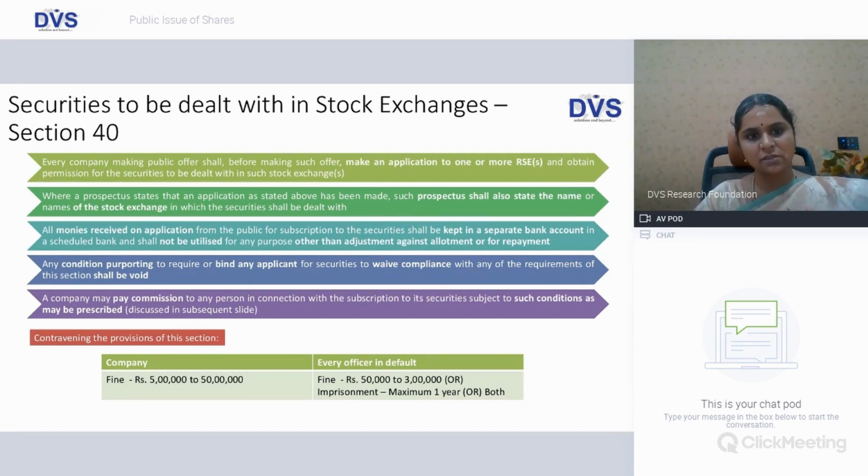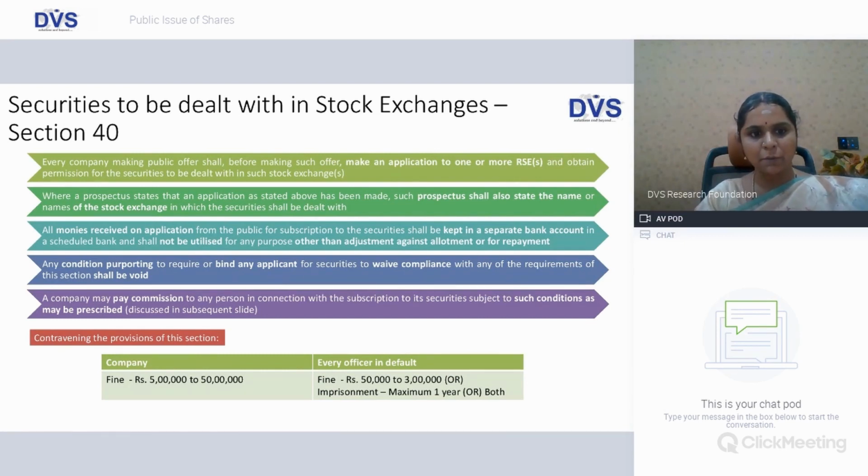Where a prospectus states an application as stated above has been made, such prospectus shall state the name of the stock exchanges in which the securities are proposed to be dealt with, and all monies received on application shall be kept in a separate bank account. And very important, professionals, it shall not be utilized other than for adjustment for allotment or repayment. Just like your pref issue, it shall be kept in a separate bank account and it shall not be utilized until it is allotted or refunded back.